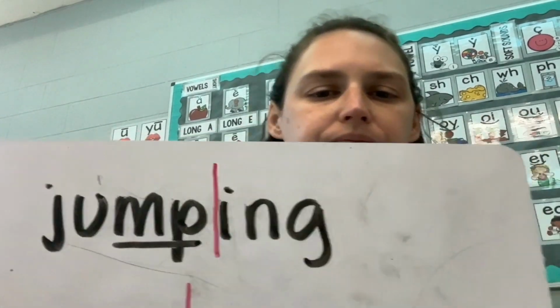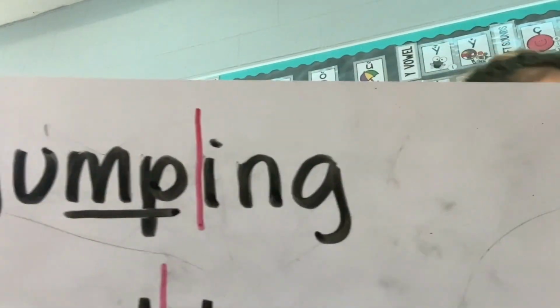We're reviewing the doubling rule. That's the rule that when you have a short vowel and you want to add a suffix to the end like ing, ed, er, you have to double your consonant. So we can look at it with this, and get it so you can see it. And what you'll see is that I'm struggling.